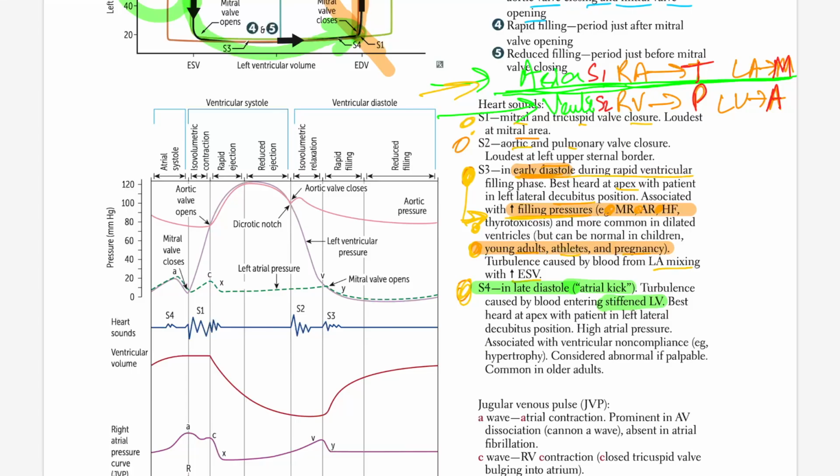It is best heard at the apex. Again, this guy was also at the apex. This is also at the apex, where the patient is in the left lateral decubitus position, the same position. Okay. High arterial pressure associated with venous non-compliance. So what is this guy associated with? Hypertrophy. Considered abnormal if palpable, and it is physiologically present in older adults. So pathologically in hypertrophy and physiologically in just the older adults. That's the S4.